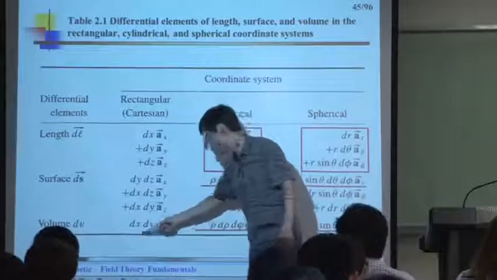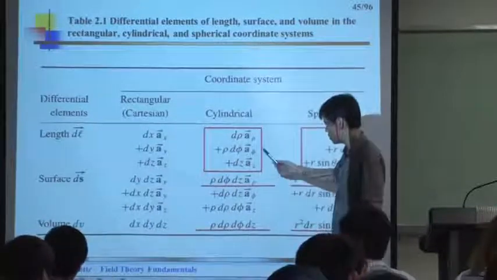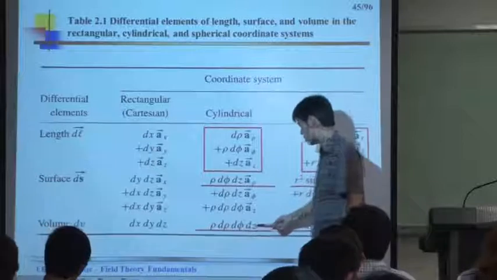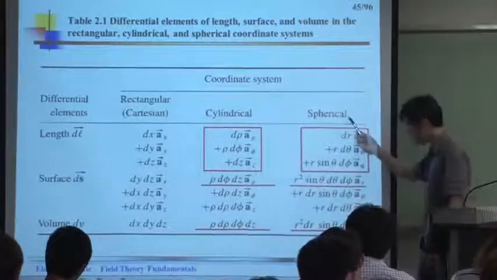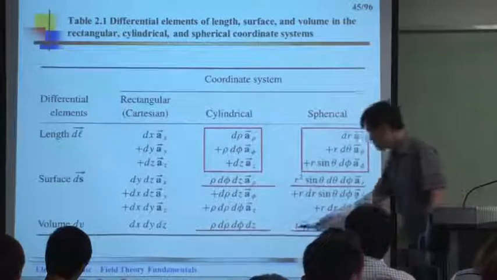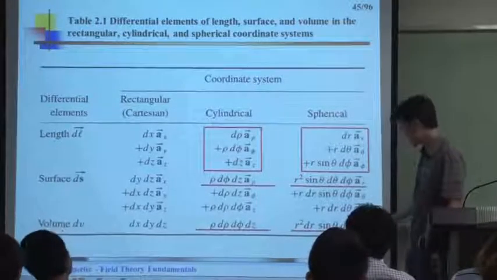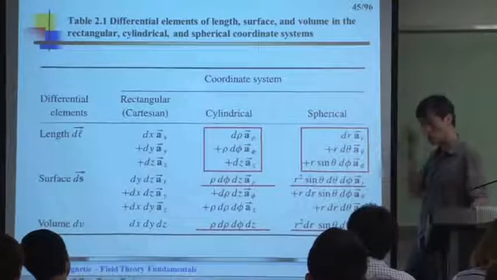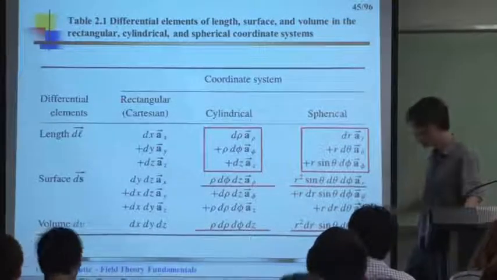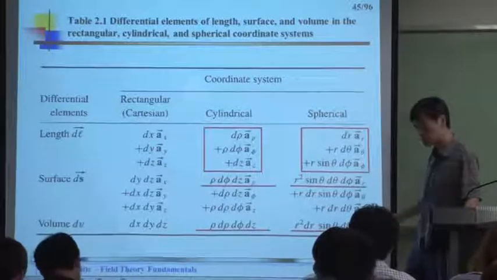It's very easy. But in case of the cylindrical coordinates, d rho, d theta, dz, and the radius should be multiplied. In case of the spherical coordinates, r square sine theta d theta d phi. This component is called the solid angle. So you need to remember this one.